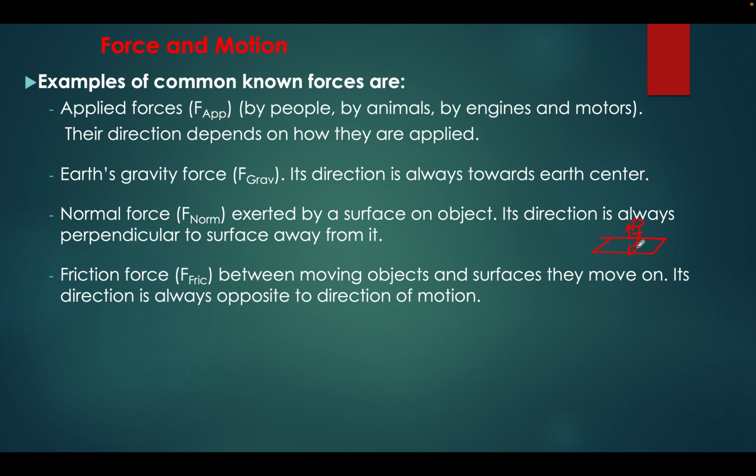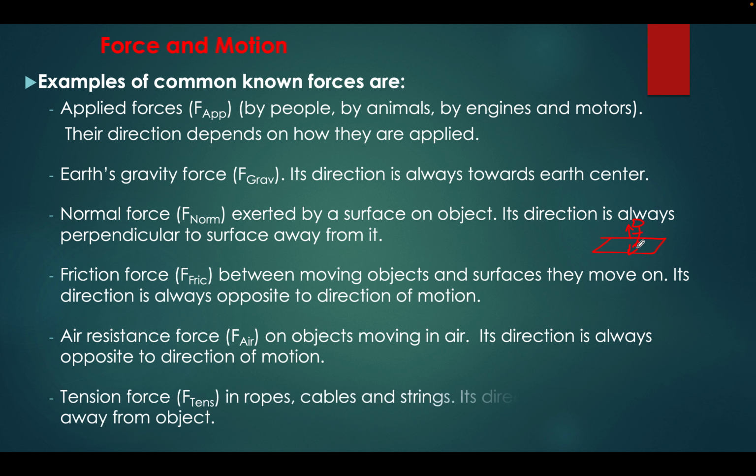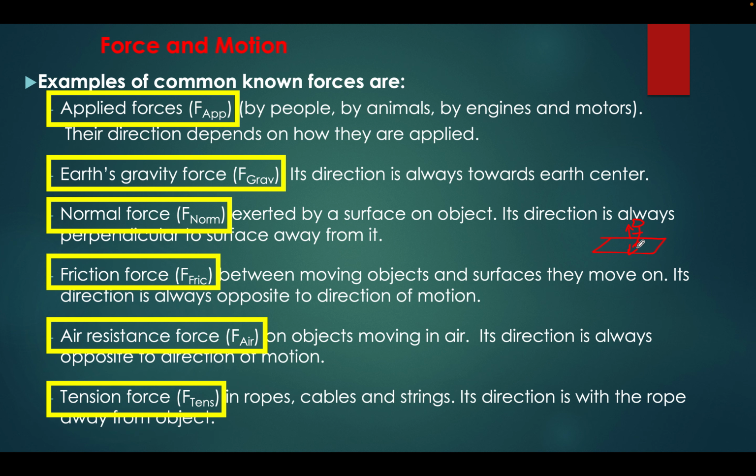Friction is rubbing. It's between two moving objects, or the moving object and its surface rubs. So it's always in the opposite direction, slowing it down. It loses energy due to that. Air resistance is the same thing. When you move forward, you're pushing against the air. Air is going in the opposite direction as well. Finally, you have tension in ropes, cables, strings, and it's always away from the place that it's moving from.